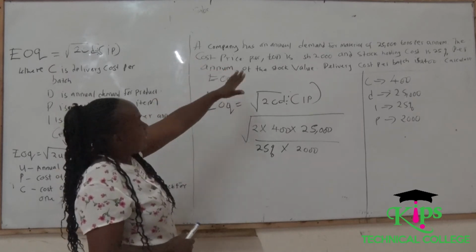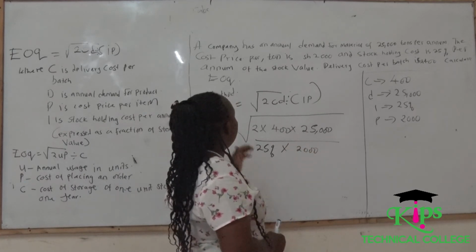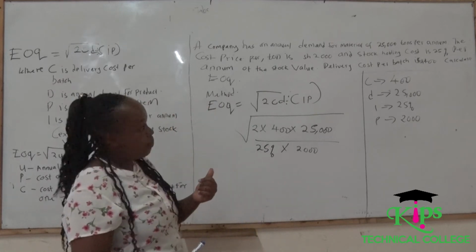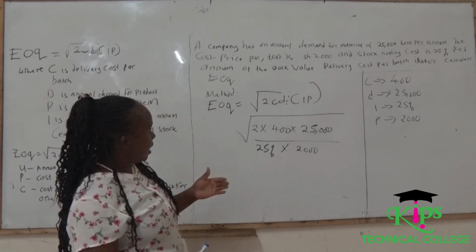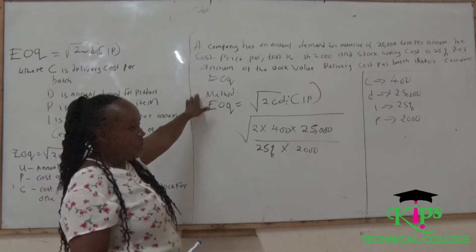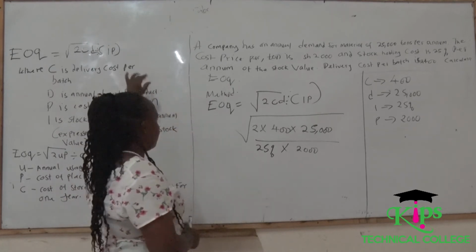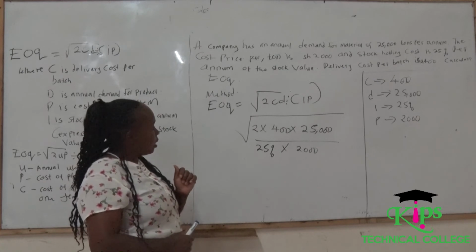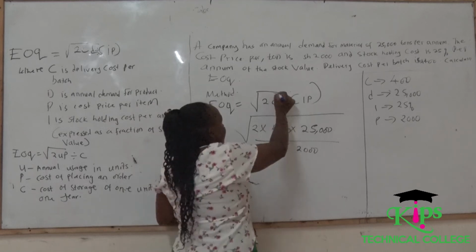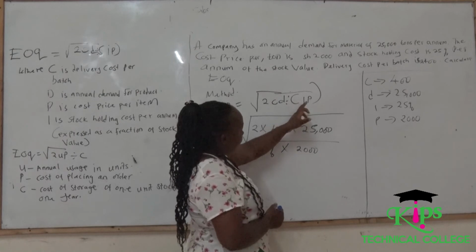A company has an annual demand for material of 25,000 tons per annum. The cost price per ton is 2,000 shillings, and stock holding cost is 25% per annum of the stock value. Delivery cost per batch is 400 shillings. You are told to calculate economic order quantity. You are going to use the first formula, and all of it is in the square root: the square root of 2CD divided by IP.